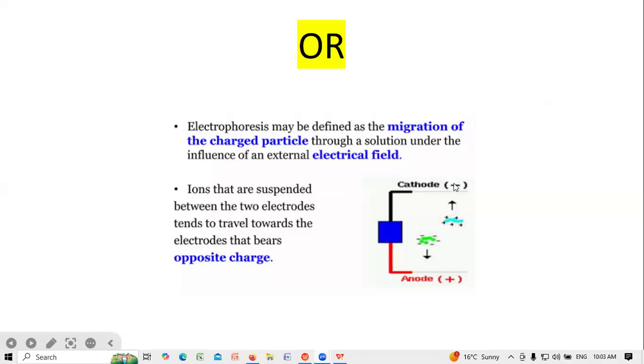See, this is the cathode and anode. The positive colloidal particles are moving toward the cathode and the negative ones are moving toward the anode. Electrophoresis may be defined as the migration of charged particles through the solution under the influence of an external electrical field. Ions suspended between the two electrodes tend to travel toward the electrode that bears the opposite charge.